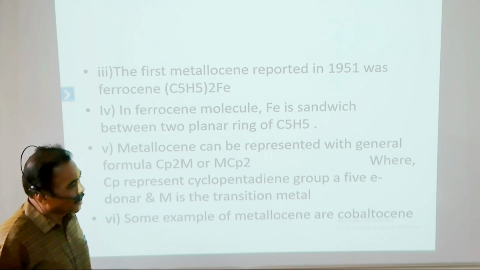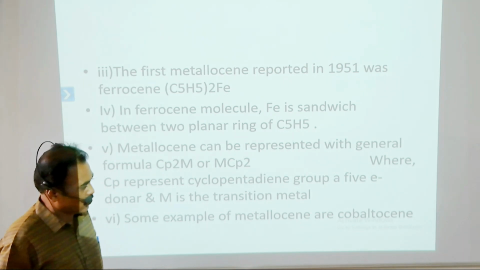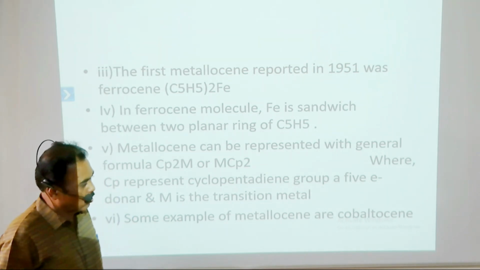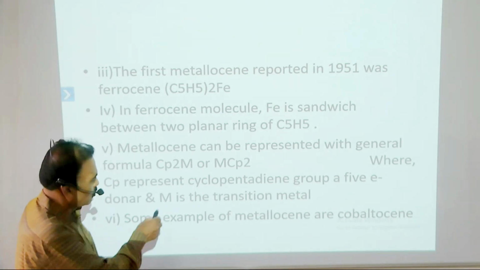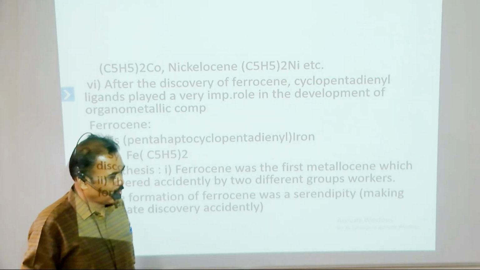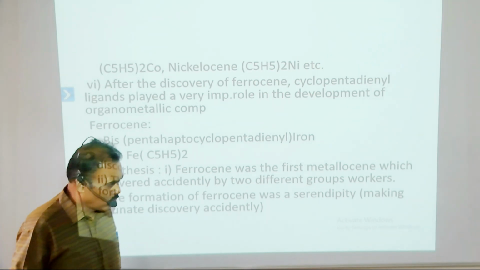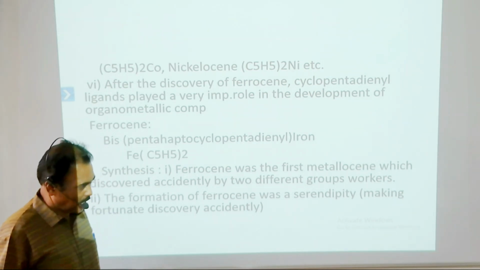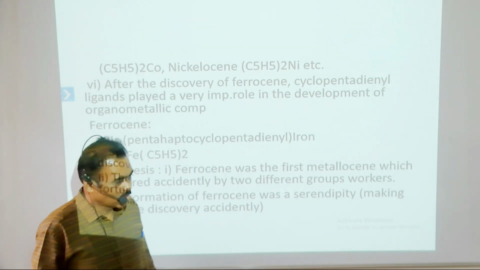Metallocene can be represented with general formula Cp2M or MCp2. Here M is nothing but metal, and Cp represents cyclopentadienyl group, which is a 5 electron donor. Some examples of metallocene are cobaltocene, whose formula is (C5H5)2Co, where cobalt is present in between two cyclopentadienyl C5H5 ligands. Then nickelocene, (C5H5)2Ni, etc. These are the important examples of metallocene.